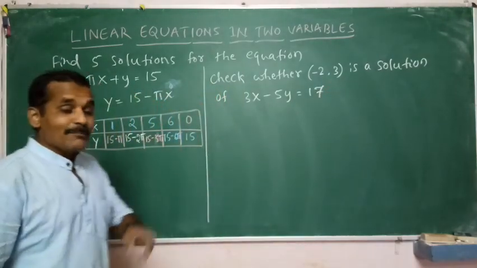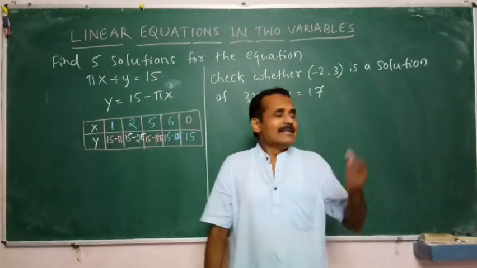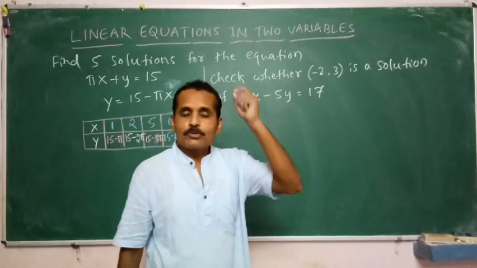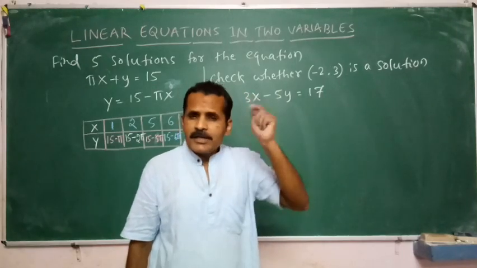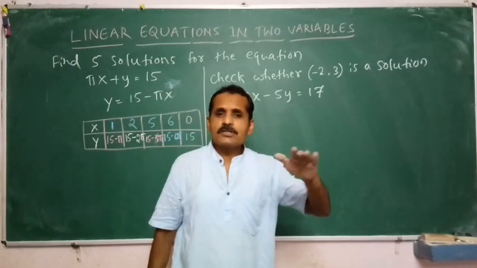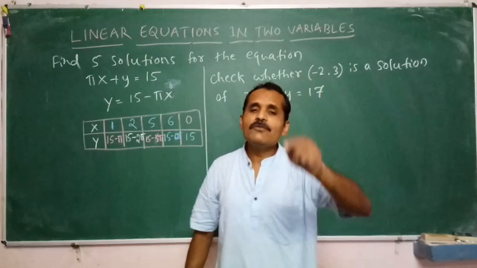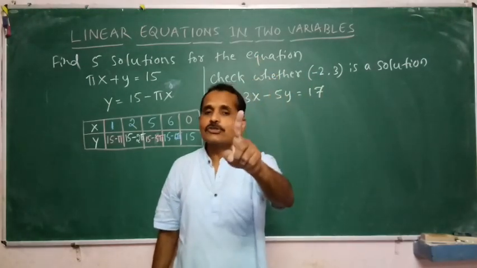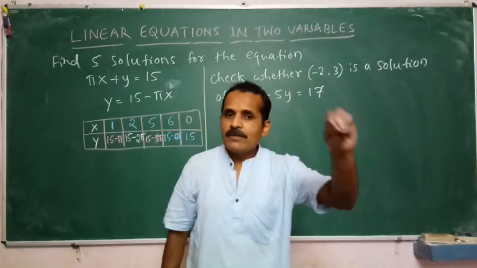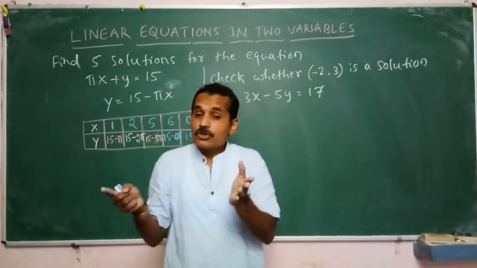See, my dear children, I have told you in my previous video that a linear equation in two variables always has an infinite number of solutions. This point again and again I am stressing. Whereas a linear equation in one variable always has a unique solution. This point always fix in your mind. Linear equation in one variable, one solution. Linear equation in two variables, an infinite number of solutions.